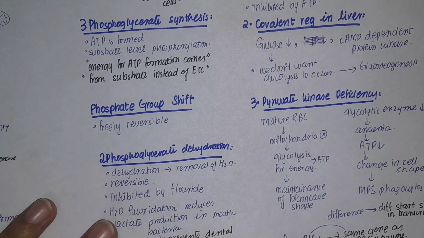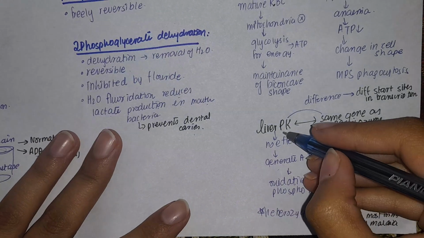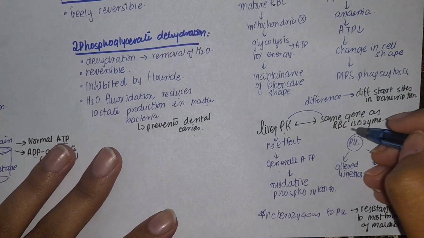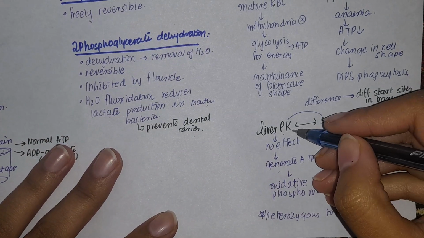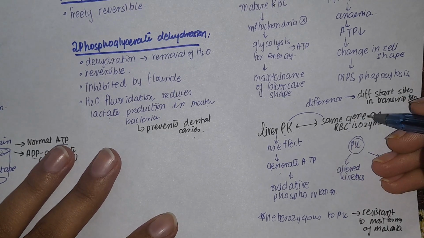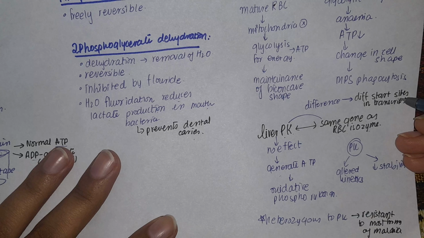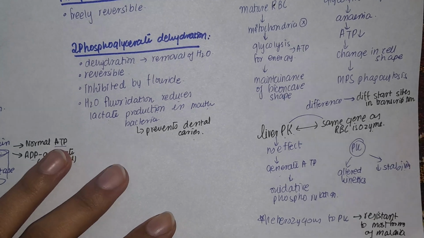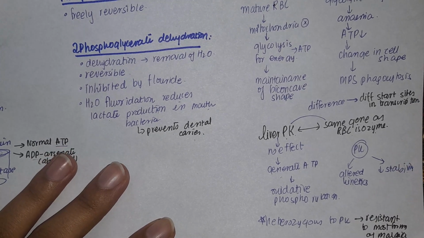Now they are saying that the liver pyruvate kinase and the RBC isozyme, both of them are formed from the same gene. But how are they different then? They are different in that they have different start sites in transcription. That is written in your Lippincott.